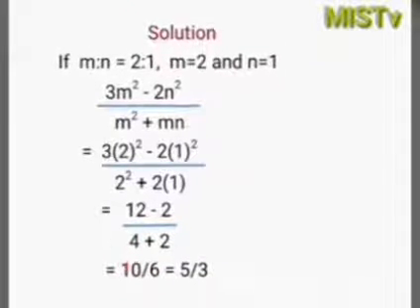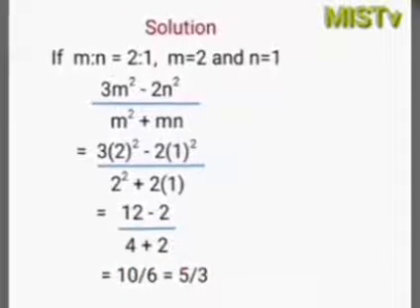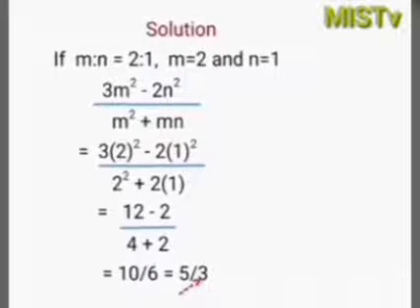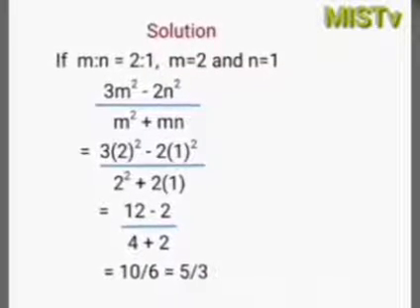2 divides into 10 gives 5. 2 divided into 6 gives 3. Therefore, the answer is 5 over 3.